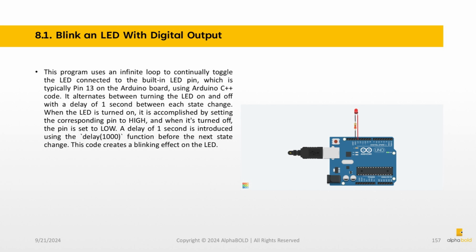When the LED is turned on, the set built-in LED to high block is executed, and when it's turned off, the set built-in LED to low block is executed. The wait 1 secs block causes the program to pause for 1 second before executing the next block. This creates a blinking effect on the LED.